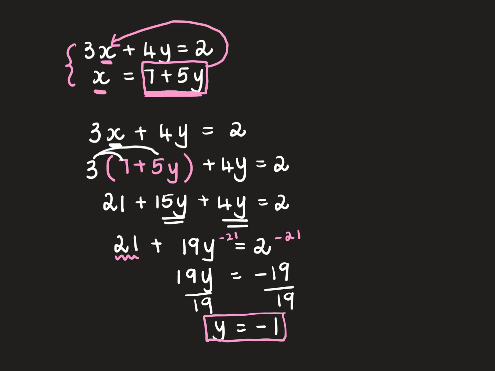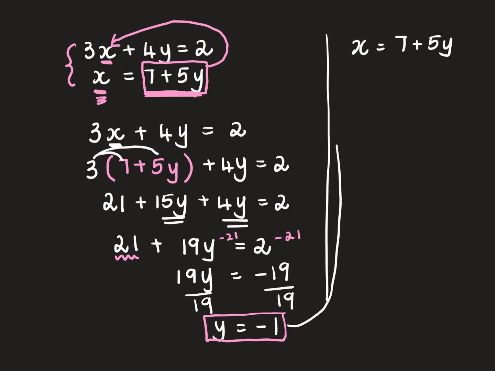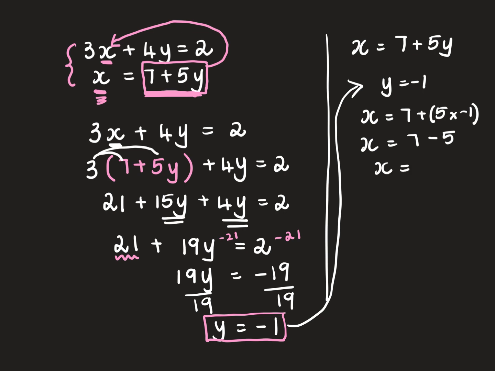But I want to know what x is and what y is. Well, what is x? I know that x is equal to 7 plus 5y. I'm going to substitute y equals negative 1 into this equation. x is equal to 7 plus 5 lots of negative 1. x is equal to 7. 5 lots of negative 1 is negative 5. x is equal to 2. My solution to this pair of simultaneous equations is x equals 2, y equals negative 1.